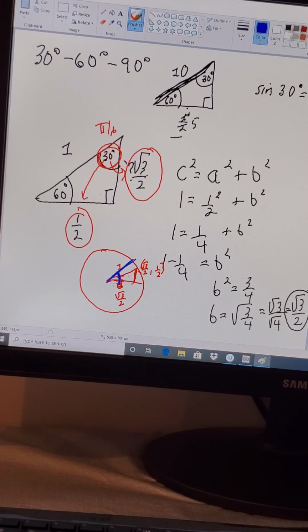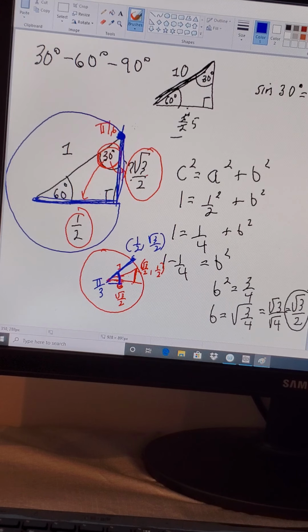And then at pi over 3, which is like 60 degrees, you would have the opposite. Because at 60 degrees, as it's drawn here, you would have to have traveled a half unit to the right and root 3 over 2 units up. I'm just showing you that if this was inscribed on a unit circle, your coordinates would be 1/2 and root 3 over 2.